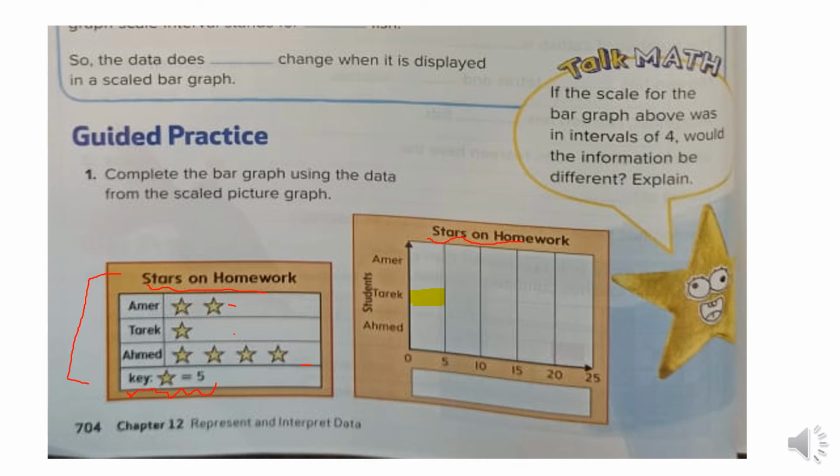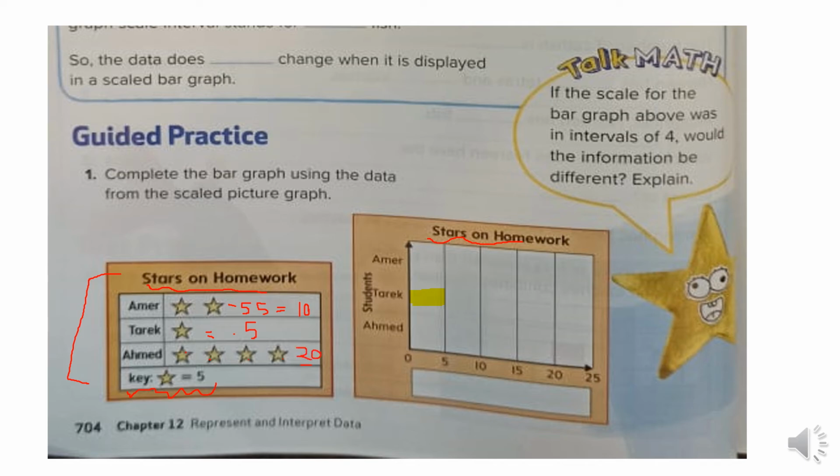each star equals 5. This means that Amir has 5 and 5, so it will give me 10. And Tariq has only one star, so it means that he has only 5. Ahmed has 1, 2, 3, 4 stars, so it will give me 20.